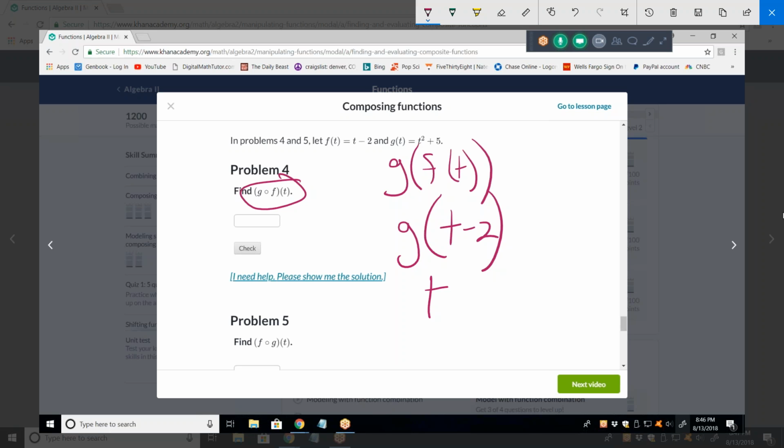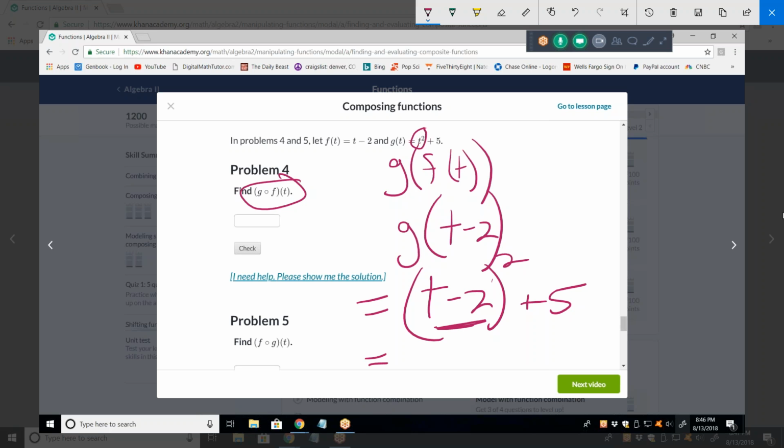So g of t squared. No, we don't have t squared yet. We're going to substitute something for t. So g of t minus 2 squared, all in parentheses. And this is the answer: g of t minus 2 is equal to t minus 2 quantity squared plus 5. That's what our answer is going to be, only it needs to be simplified. Again, you've got to FOIL that.